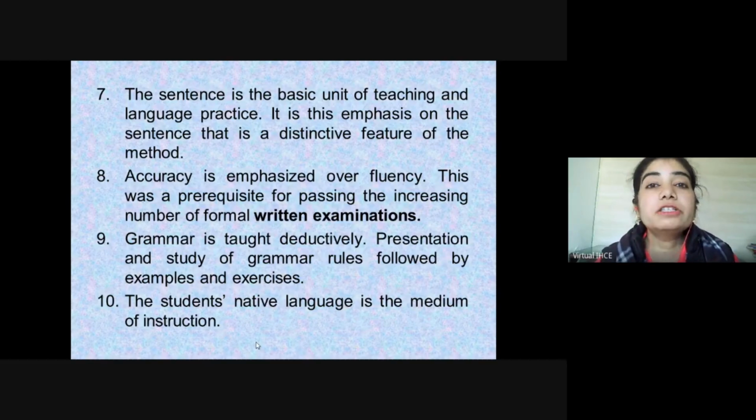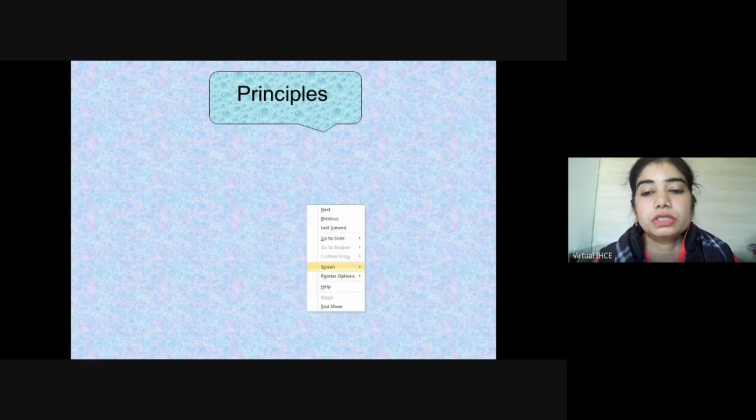So we are doing the features of the grammar translation method. Next is the principles of the grammar translation method. This we will do in the next class.